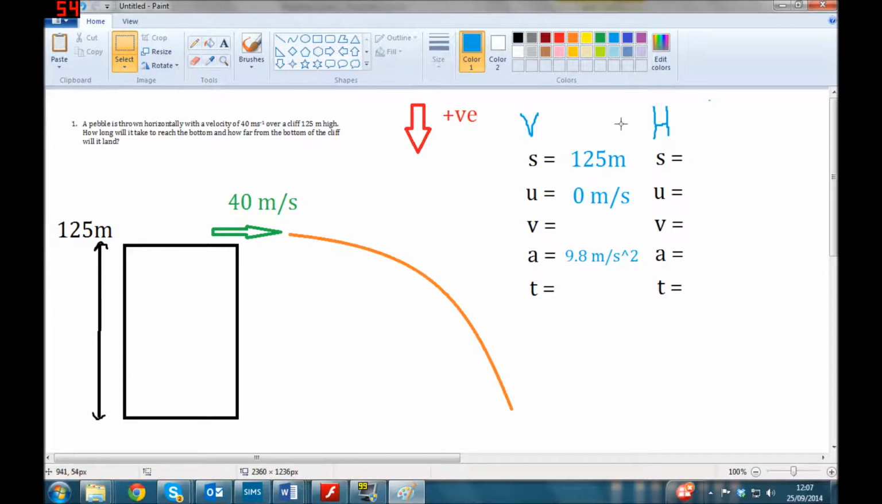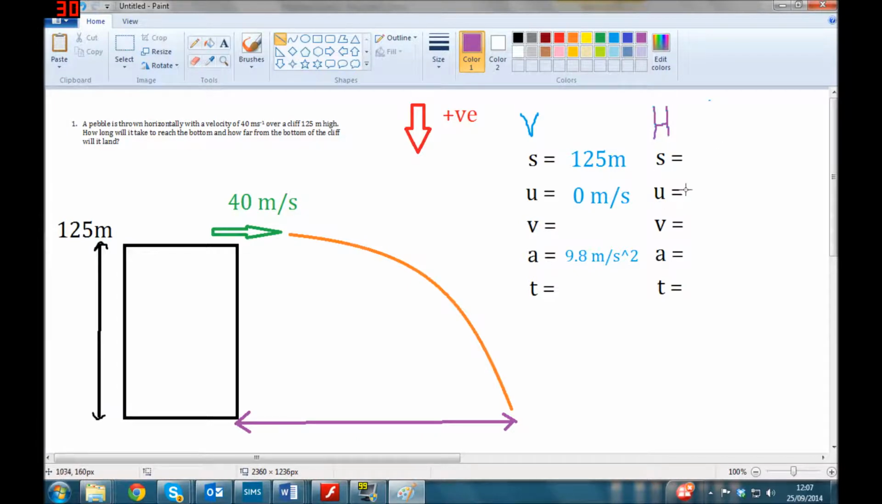Now, for the horizontal, in fact, let's change the color of the horizontal. Let's make it purple. Purple's nice, like that. And we'll do our text in purple so we can keep track really easily. So purple, do I know how far it goes horizontally? That's going to be this distance here, or this displacement. Do I know that? The answer is no. At the moment, I don't know that. I'm sure I can work it out, but right now I've got no idea. So I don't know that.